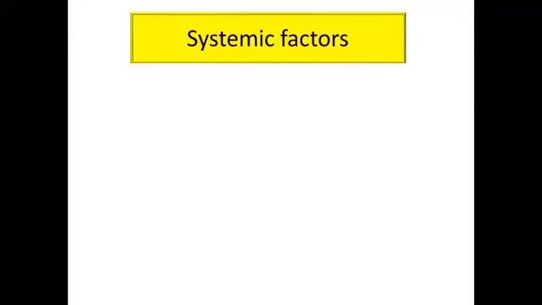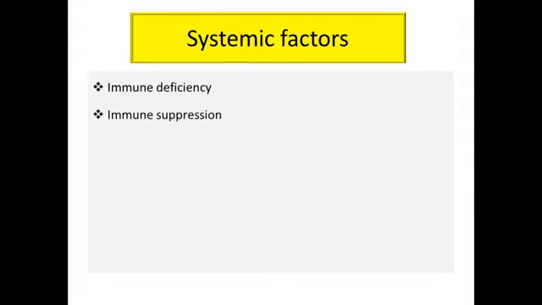Systemic factors for osteomyelitis of the jaw: immune deficiency due to a genetically immunocompromised patient, immune suppression by using immunosuppressive drugs like those used for autoimmune disease or in certain cases of cancers, diabetes mellitus, مرض السكر, and smoking.